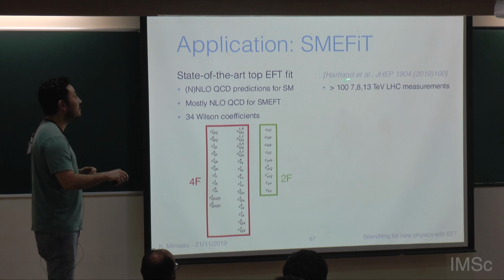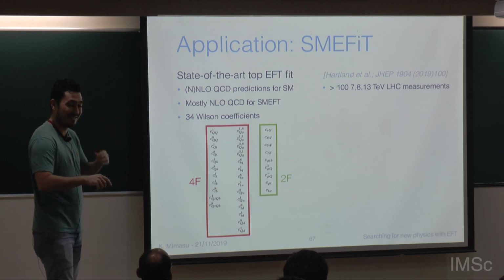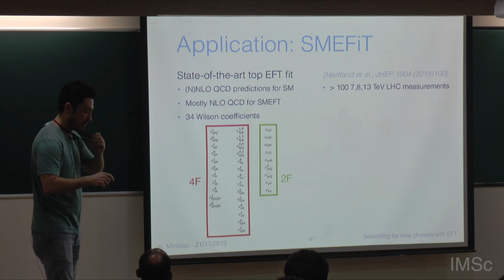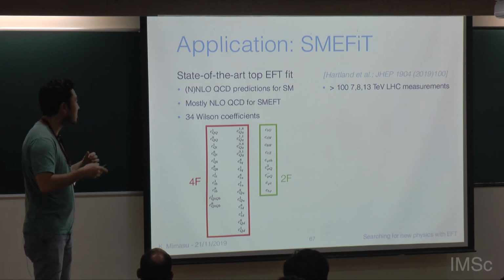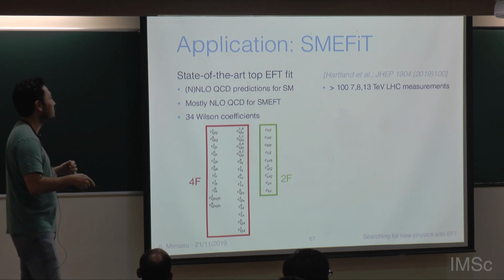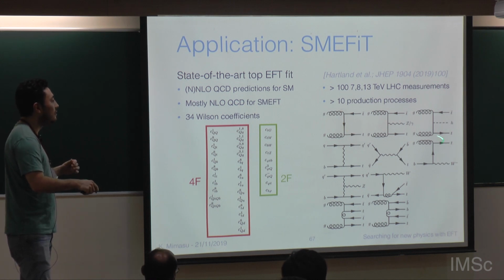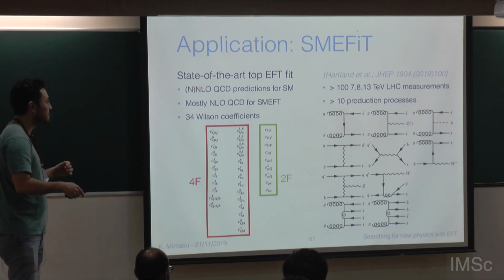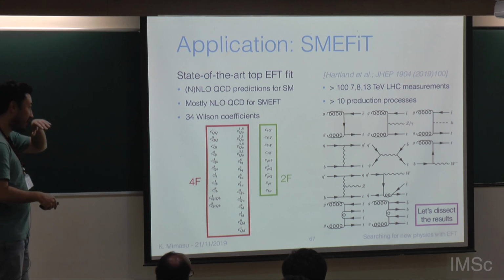And they combine over 100 measurements at the 3 energy stages of the LHC. That corresponds to more than 10 different production processes, so t tbar, ttH, ttZ, you see all these different types of processes. So I thought we would just dissect the results in the last couple of minutes, and then I'll stop there.